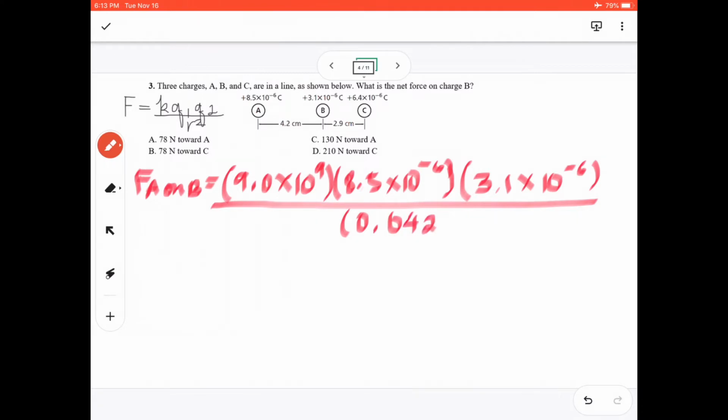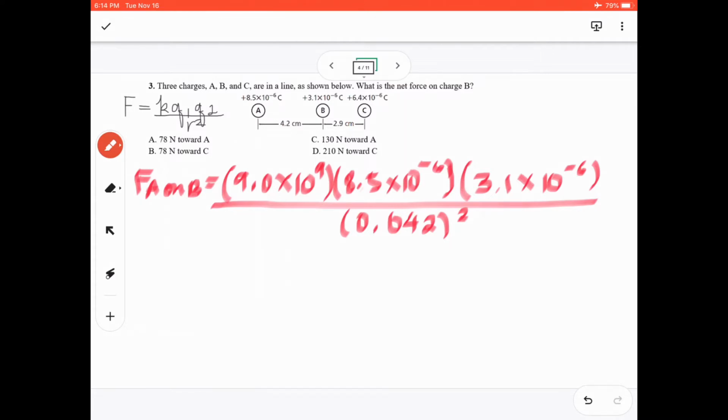If we're going to change the 4.2 centimeters into meters, that will be equal to 0.042 meters, and you have the square. Please do not forget to convert the units from one to another. You have to always use the SI units for each of the problems.